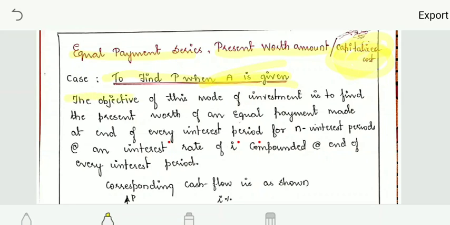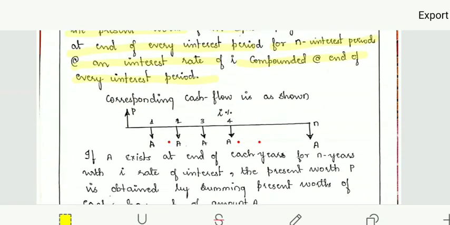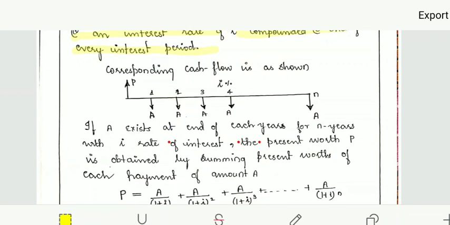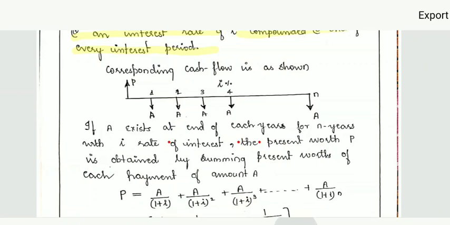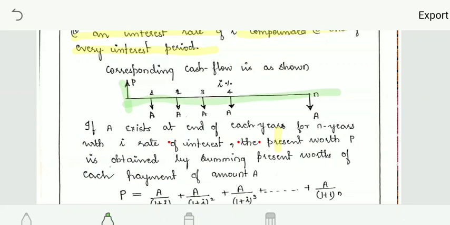The objective of this mode of investment is to find the present worth of an equal payment made at every interest period for n periods, at an interest rate I compounded at the end of every interest period. You can see the corresponding cash flow diagram. You are finding out the present worth. Here I have shown it as a benefit, because the amount is there in my account already. You can see I have the amount P, and the equal payment that I have to make up to n periods.